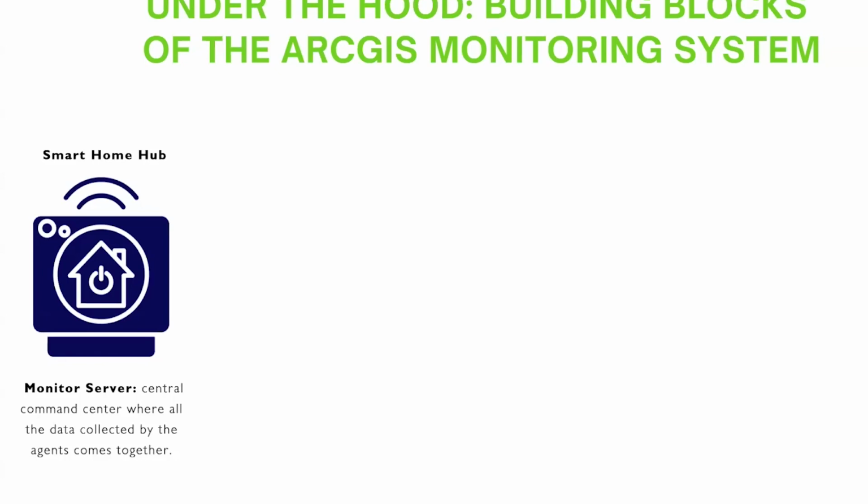Just like a smart home hub manages your lights, your thermostat, and security system, the Monitor Server takes care of analyzing all the data coming from your GIS environment, managing settings, and giving you that big picture view of how everything is performing. It's where you set up your monitoring, configure alerts, and dive deep into system metrics to stay on top of any issues.